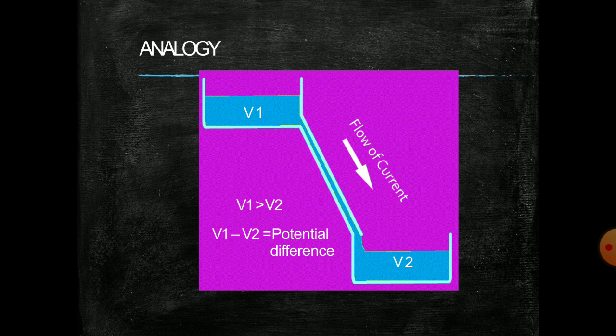V1 minus V2 is the potential difference. So how can we calculate voltage? That is the way you can calculate the voltage, that is V1 minus V2.